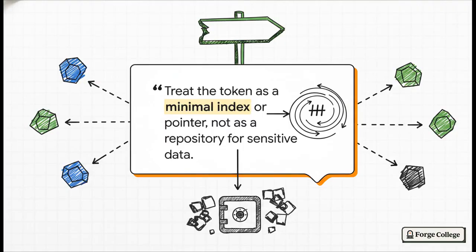Listen, if you take only one thing away from this entire explainer today, please let it be this. Treat the token as a minimal index or pointer, not as a repository for sensitive data. This right here is the foundational philosophy of decentralized identity. The token is just the signpost. The actual sensitive data lives securely off-chain, mathematically bound to the token through that magical blender of hashing.